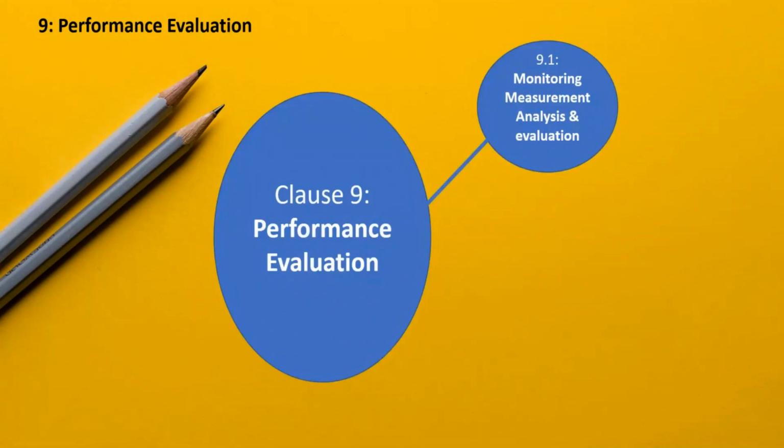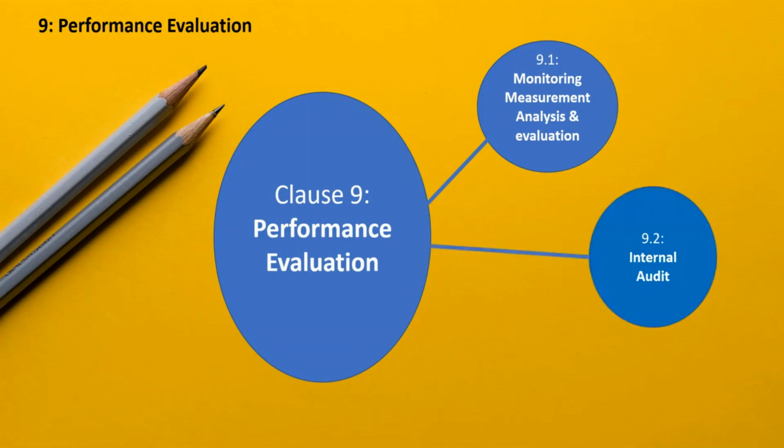Clause 9 is further divided into clause number 9.1, which is about monitoring, measurement, analysis, and evaluation; 9.2, which is all about internal audit; and 9.3, which is about management review. So let's begin and understand each clause in detail.